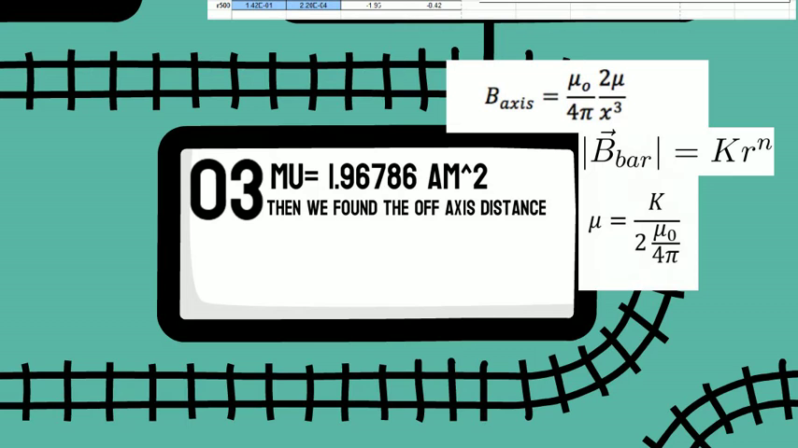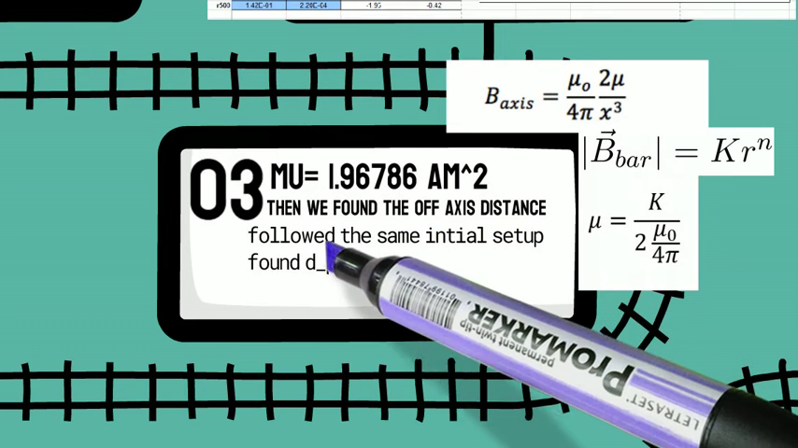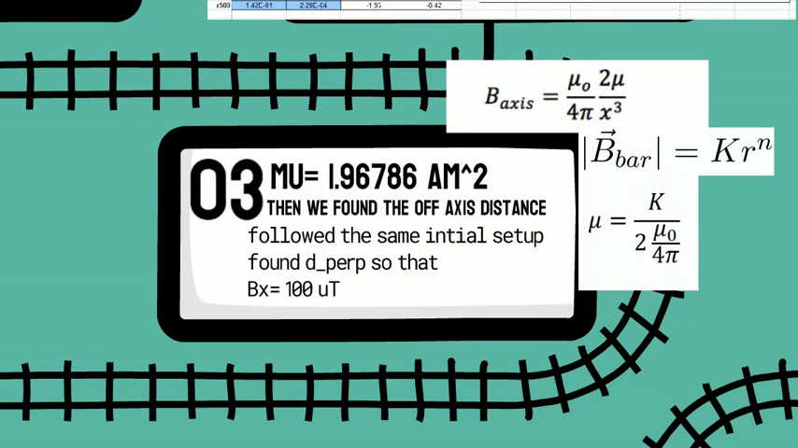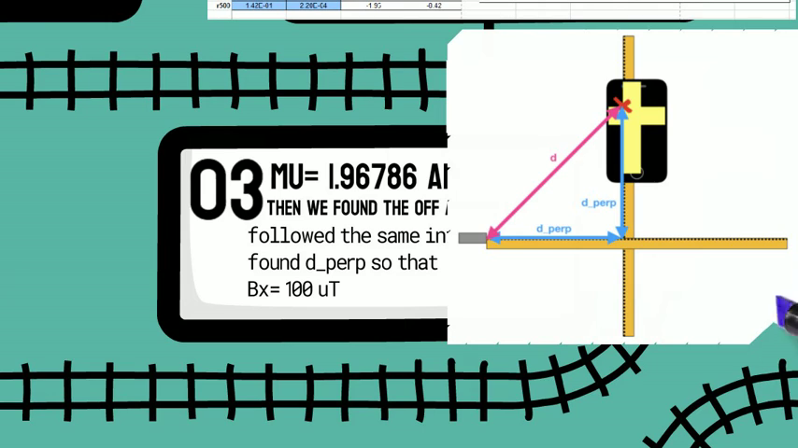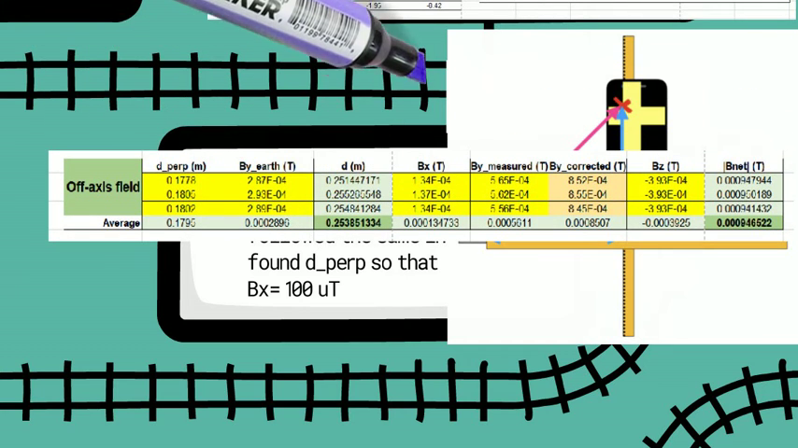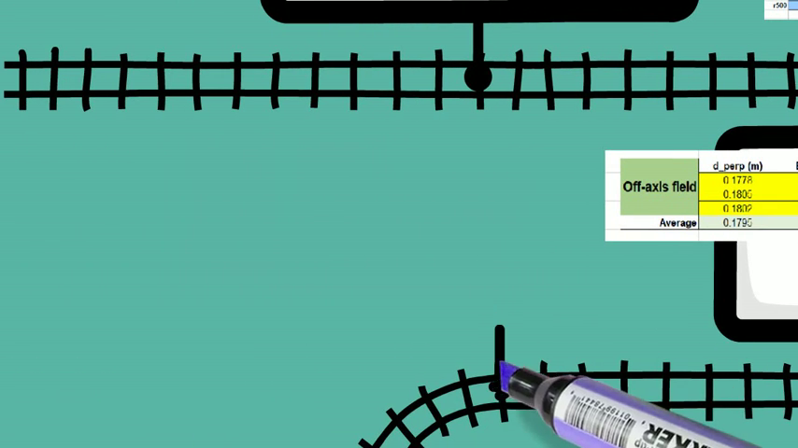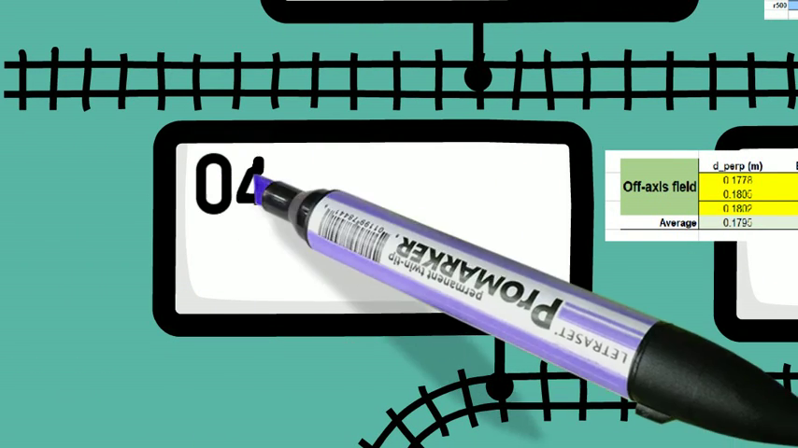Then we found the off-axis distance, and we followed the same initial setup, and we found d perpendicular so that the magnetic field was equal to 100 microtesla. We used the setup that is pictured here, and Excel gave us the distance d, and it also gave us the net magnetic field at that location, a distance d perp away. This is the data for that, and we will compare the data for the B net to the B net that we get in the code.